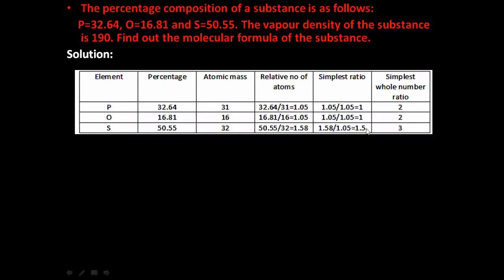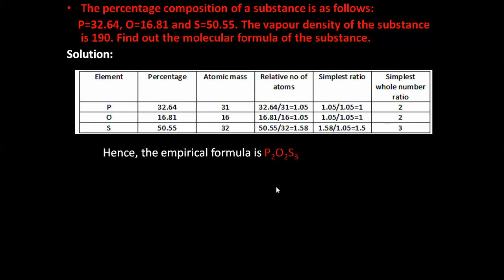To convert them into a whole number ratio, I'll multiply by 2. If I multiply 1.5 by 2, I'll get 3. But if I multiply this by 2, I have to multiply the rest also by 2. So 1 into 2 will be 2, this will be 2, and this will be 3. So the ratio in which phosphorus, oxygen, and sulfur are present in this compound is 2:2:3. So the empirical formula will be P2O2S3.